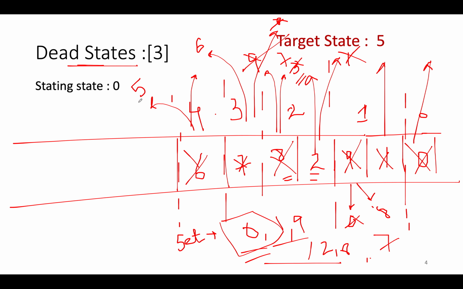One number that is generated is 5, the other is 7. 7 is already part of your visited set, so you'll ignore it. 5 is your target state, so you'll break the loop. The answer becomes 4. I hope this approach is clear to you.